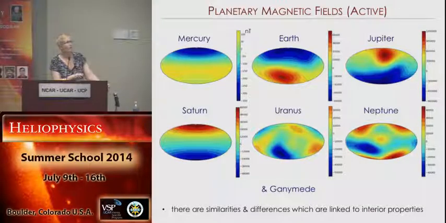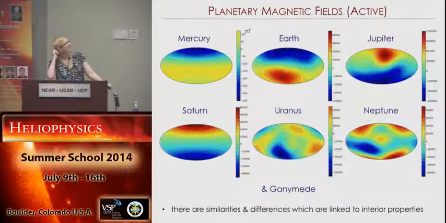Another body to mention is Ganymede. Ganymede is one of the moons of Jupiter. It does have an active dynamo today. We probably don't have enough data to make a nice map like this for it, to tell you information about the dipole tilt and the non-dipolar components, which is why I haven't made a picture.